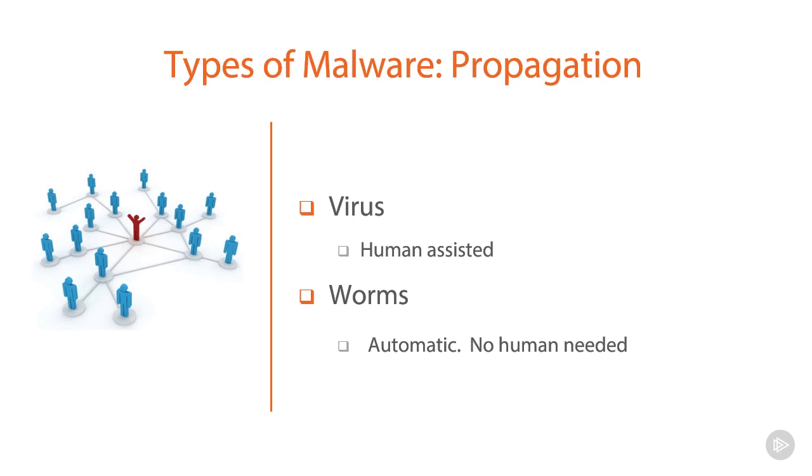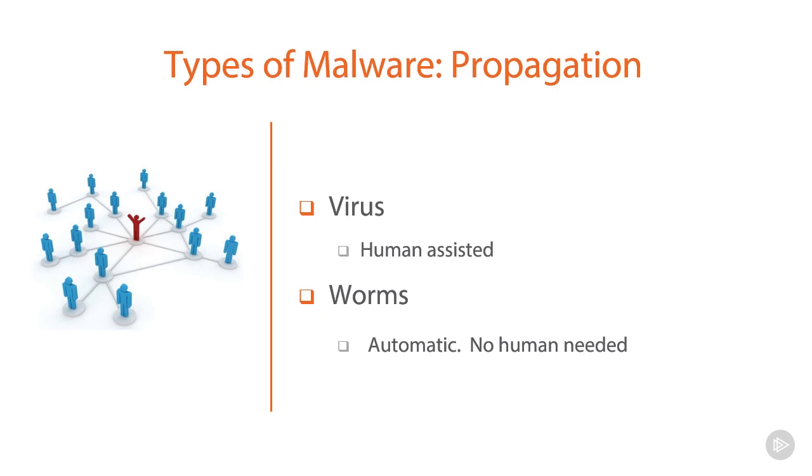We also see worms. Now, worms are automatic. As far as propagation is concerned, they typically don't need any human interaction. That's why they're called a worm. They start squirming throughout your network infrastructure and infecting more and more targets all on their own.